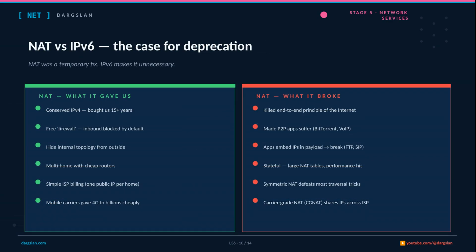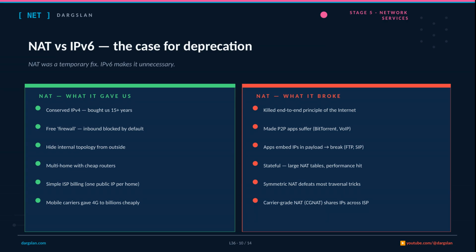And once you've seen all those traversal gymnastics, it's worth stepping back and asking, was NAT really a good idea? The honest answer is it was a brilliant stopgap. It bought us 15-plus years of IPv4 runway, gave every home a free inbound firewall, hid internal topology, and let mobile carriers roll out 4G to billions without rationing addresses.